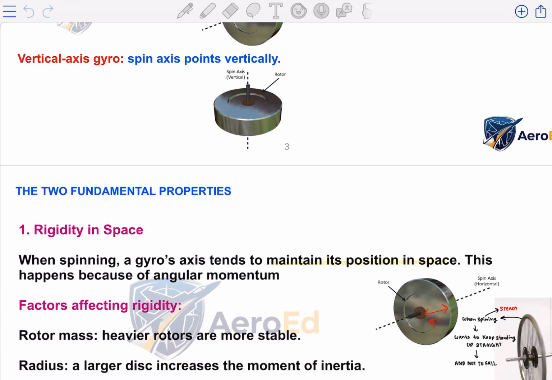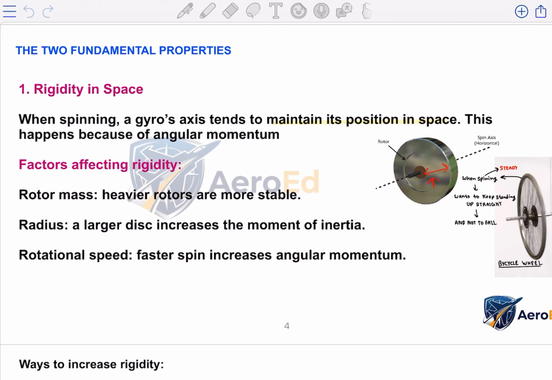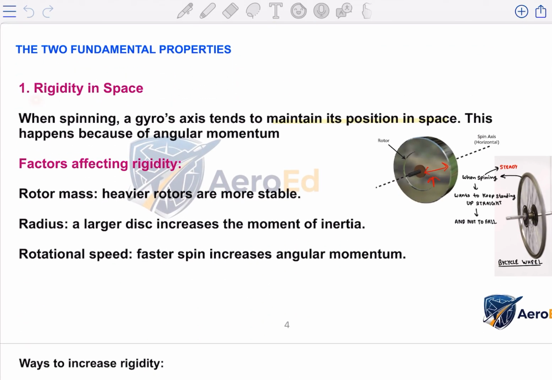Now we're going to study the two fundamental properties of a gyro. The first one is rigidity in space. Let me read this. When spinning, a gyro's axis tends to maintain its position in space. This happens because of angular momentum. Let me explain with an example.